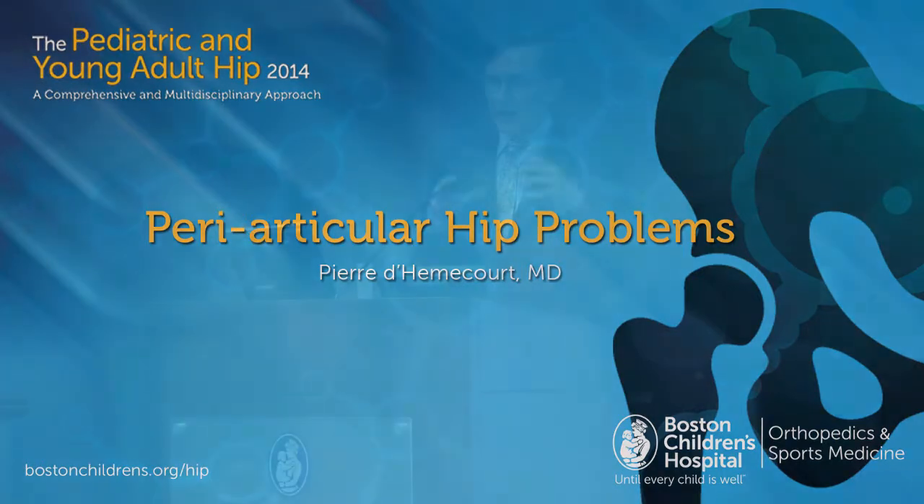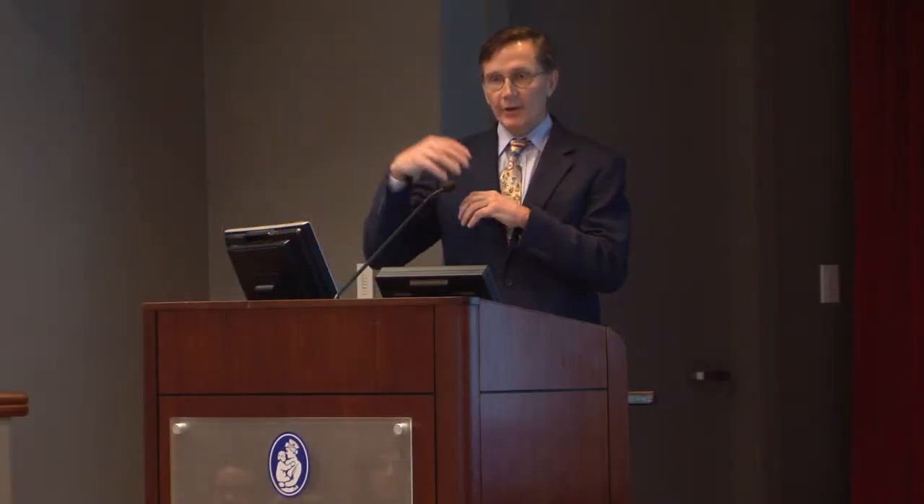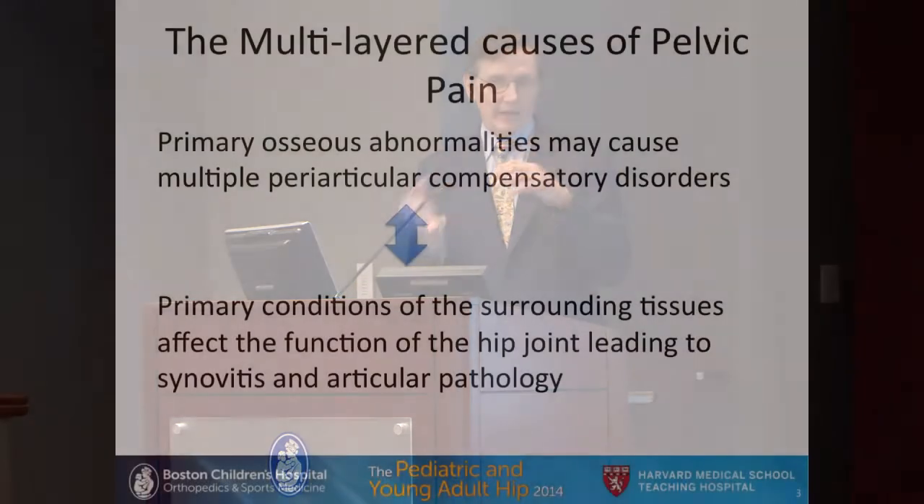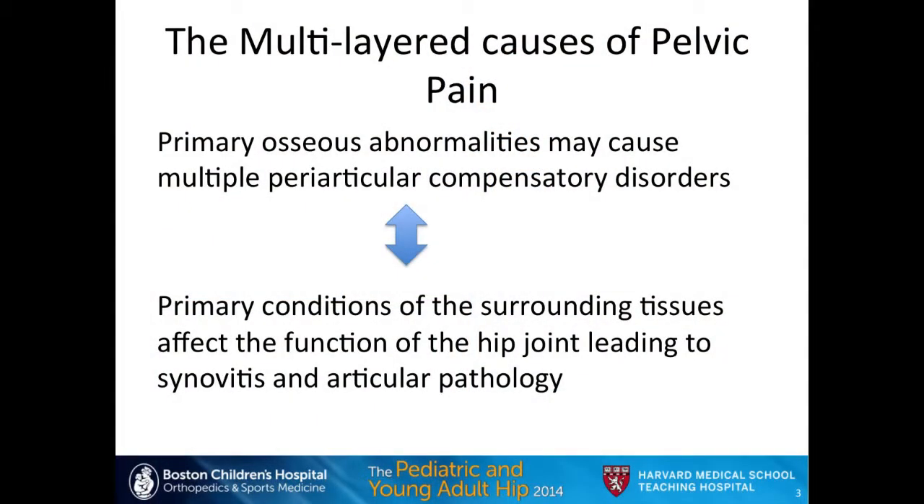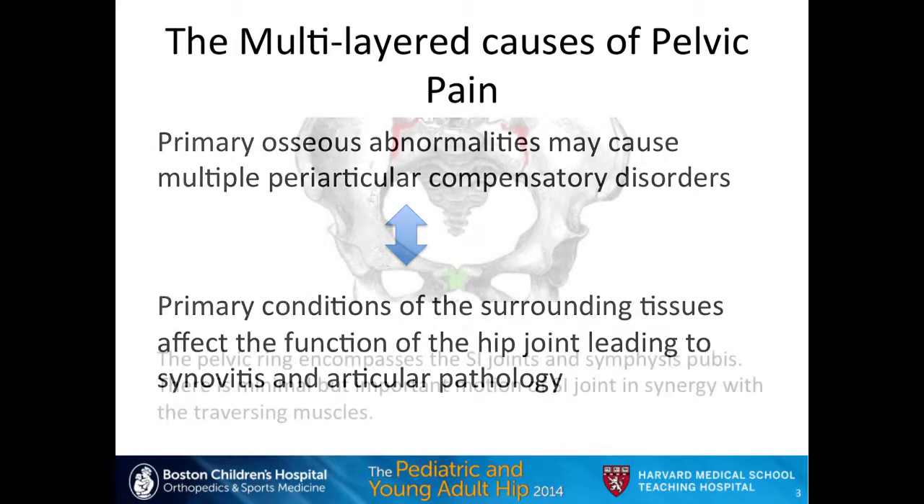There's a lot of things that can happen within the joint to cause peri-articular problems, and there's a lot of things outside the joint that can actually cause intra-articular problems, such as psoas, that we'll talk about in a little bit here. And what I'm going to look at is a lot of these peri-articular structures.